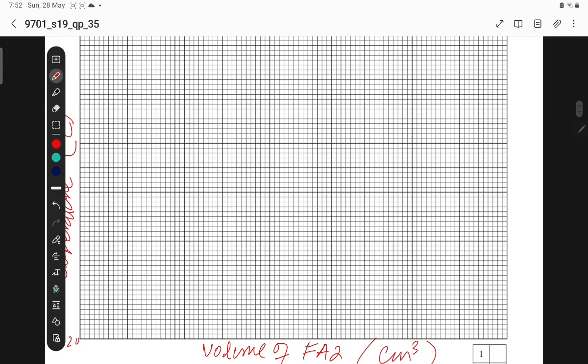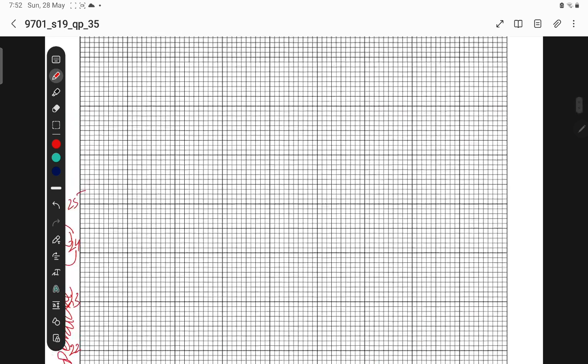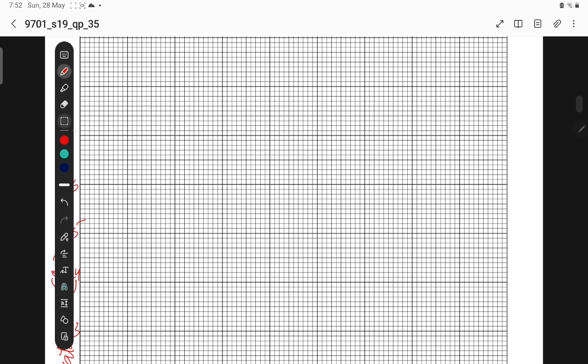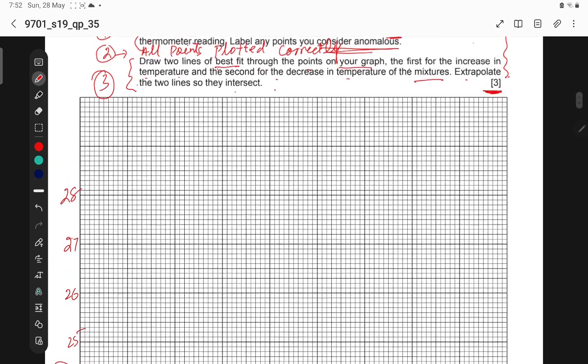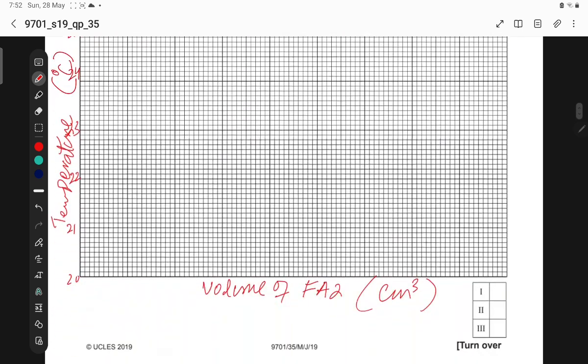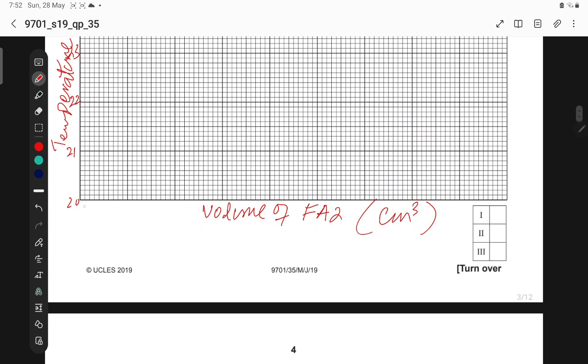So this is 20, 21, 22, 23, 24, 25, 26, 27, 28 and 29 degrees centigrade. And over here 0, 5, 10, 15, 20, 25, 30, 35, 40 and 45.